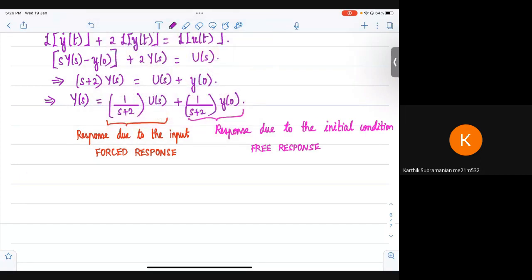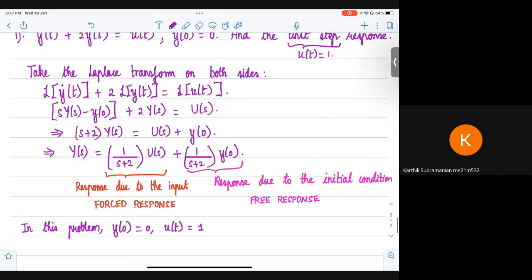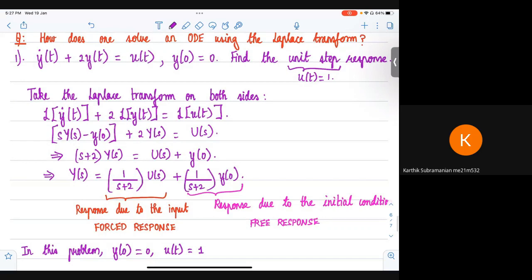Now, in this problem, we are given that the initial condition is 0. We are given that y of 0 is 0 and u of t is 1, because we need to find the unit step response. So if u of t is 1, this immediately implies that U of s is going to be 1 by s, because the Laplace transform of 1 is 1 by s. So we have got U of s.